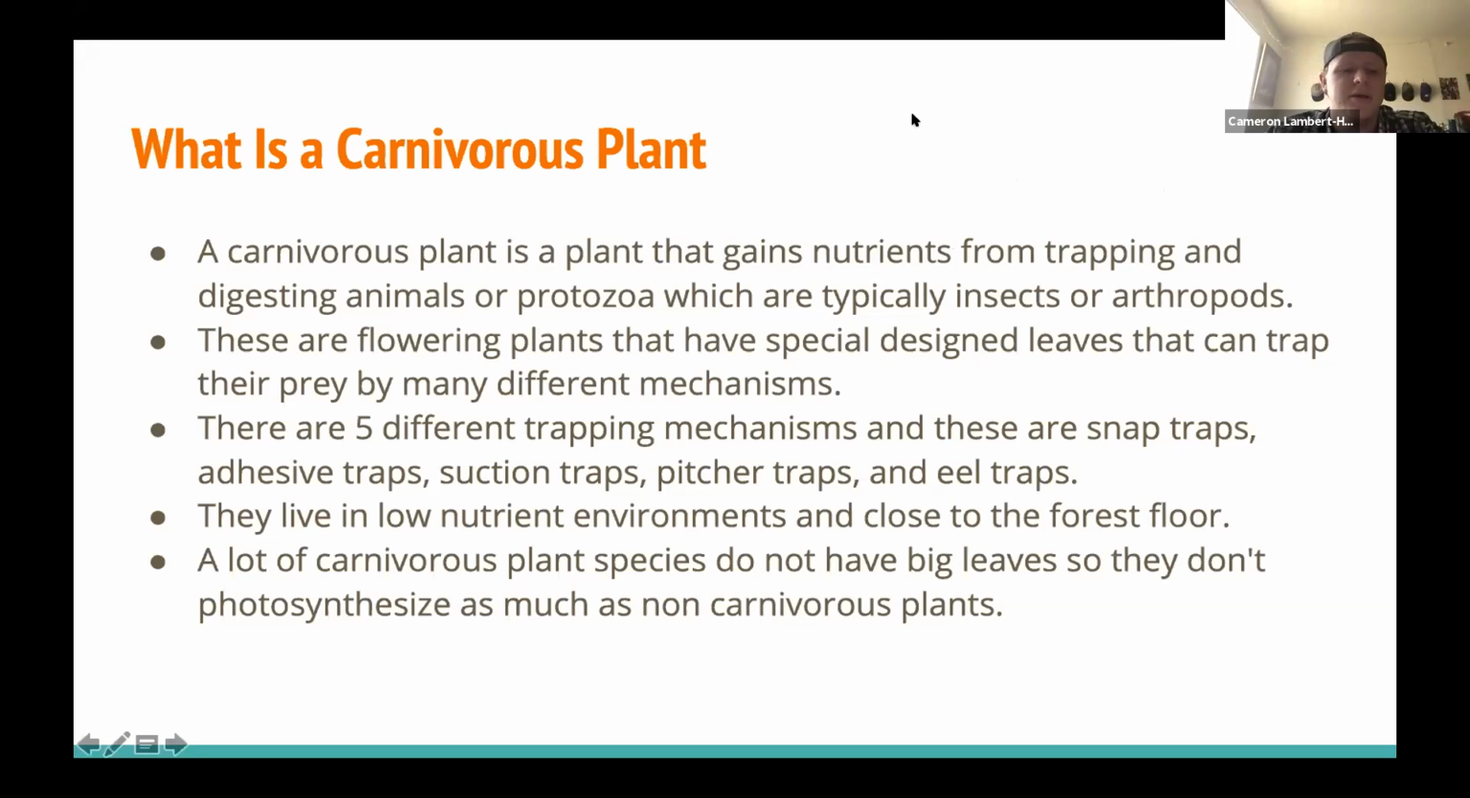These plants generally live in very low nutrient environments close to the forest floors of many species. A lot of them live in South and Central America. A lot of these carnivorous plant species don't have very big leaves, so they don't photosynthesize as much, which is why they have to trap and eat animals.